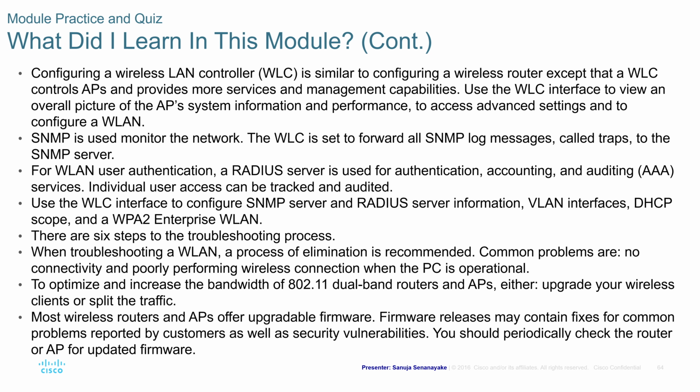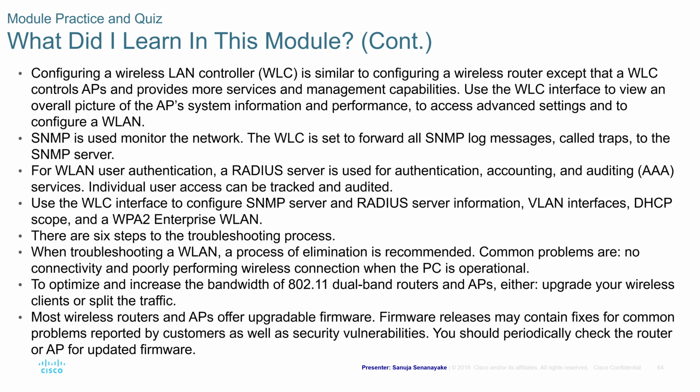There are 6 steps to the troubleshooting process, and we have listed them in a table for you. And when troubleshooting a WLAN, a process of elimination is recommended. Common problems are no connectivity or poorly performing wireless connection when the PC is operational. To optimize and increase the bandwidth of 802.11 dual band routers and APs, either you can upgrade your wireless clients or split the traffic. And we learned about the differences between the two.